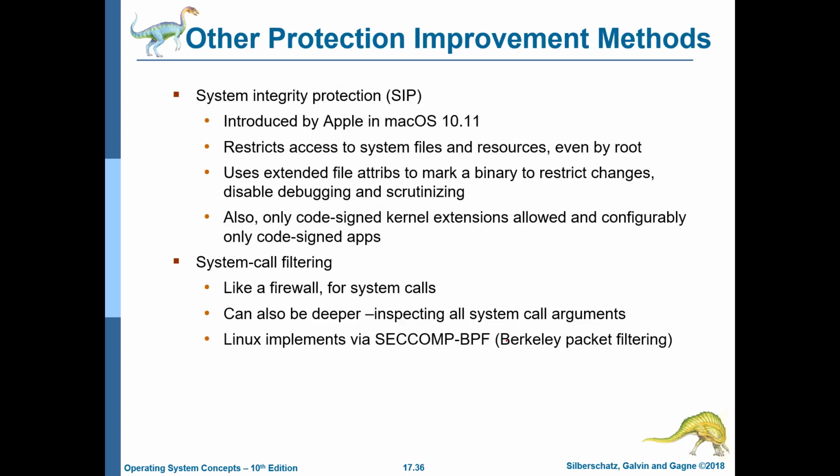There are other improved protection methods. So for example, in Mac OS, there is a very elaborate mechanism to restrict accesses to system files and resources. The key idea is that we extend the file attributes, and we can control things like whether I'm allowed to debug the code or not, because debugging allows you to scrutinize the execution and find out parts of the code, look at the register state, variable state, look at assembly code snippets. So this can be explicitly allowed or disallowed.